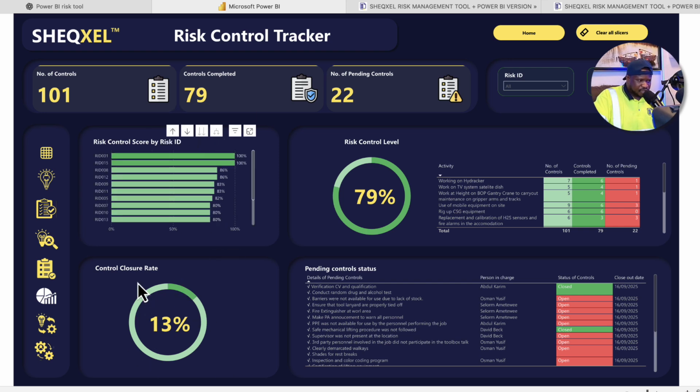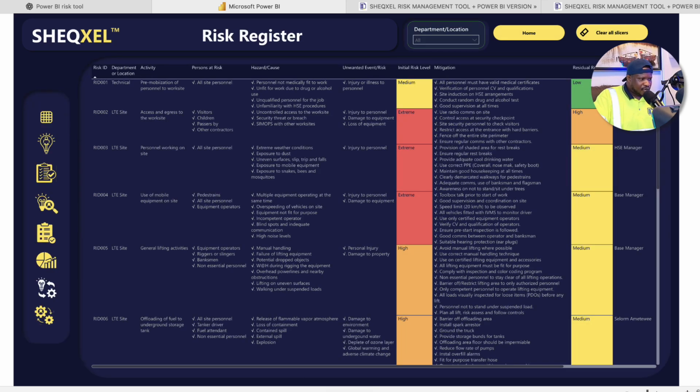Then we have the risk closure. So how many times do we have open and close? We are estimating a closure score or a control closure rate. You can see it right here. The target is to make sure you're achieving 100%. Over here, the target is to achieve 100%, right? And then we move on to the risk register.